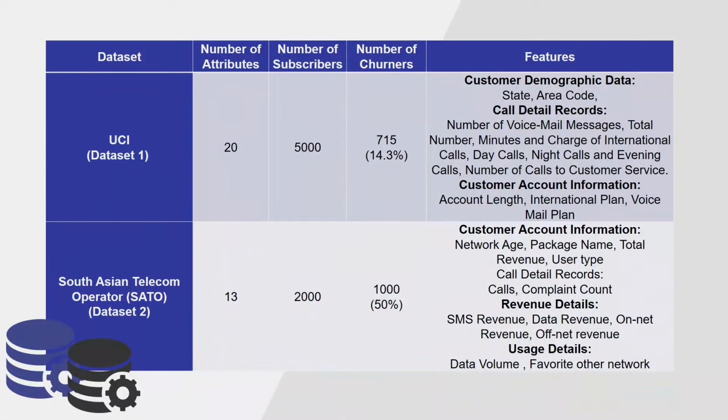Looking at the datasets in detail, we can see the features used that include customer demographic data like state, area code, call detail records, number of voicemail messages, total minutes of calls, and customer account information. In the private dataset, similar attributes have been used like call detail records, customer account information, and usage details, which include favorite other networks and data volume.